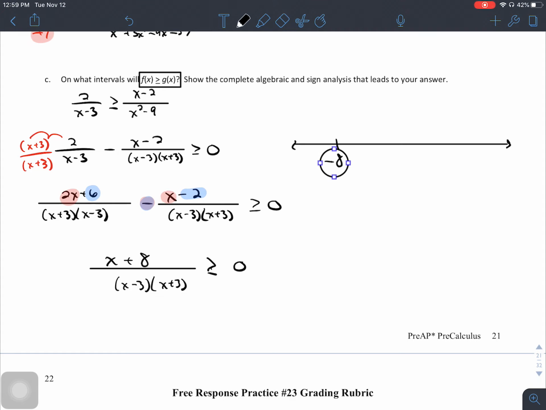Other things to put on the number line, things that make this undefined. It's going to be undefined when x is -3 and when x is 3. Crossed off -3 and 3 because those are values that are undefined. Left -8 open because that's a value that is defined. It's where it crosses the x-axis. We are breaking the number line into parts like so.